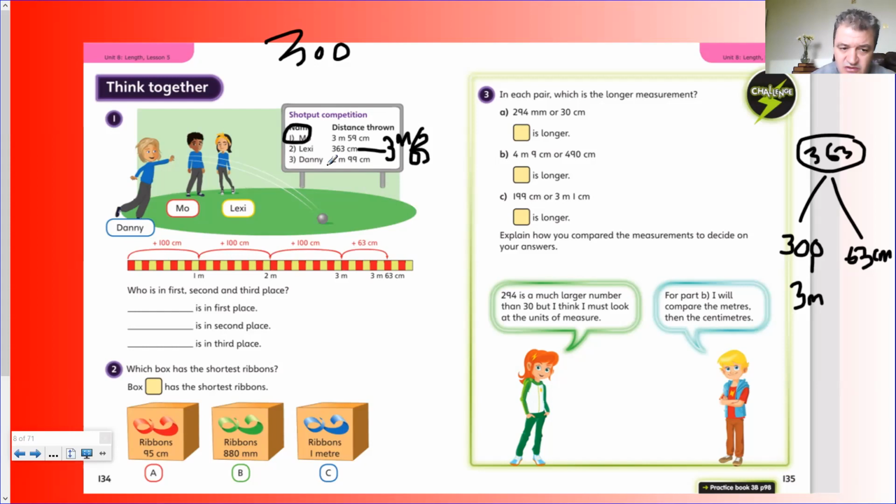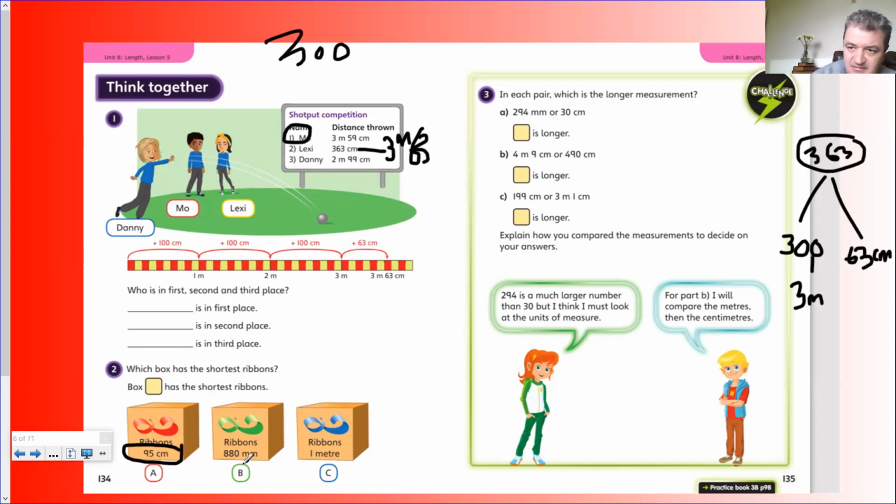Which box has the shortest ribbon? Let's have a look at question 2. Okay, so let's have a look. 95 centimeters, 880 millimeters, or 1 meter. Okay, now I'm going to convert these. What do you think is the best conversion method? I've decided to go for centimeters. I'm going to convert all these measurements into just centimeters.